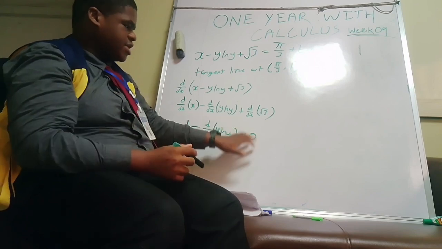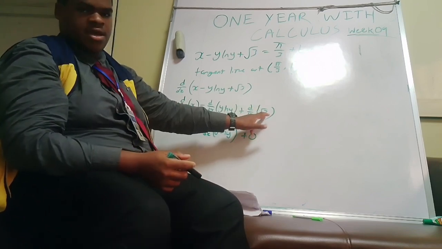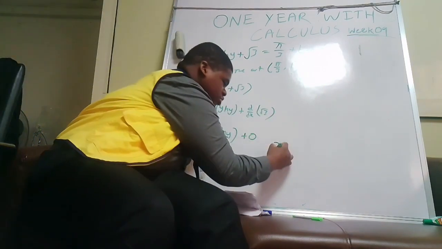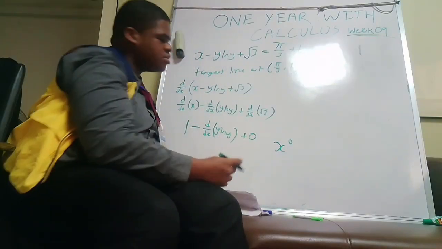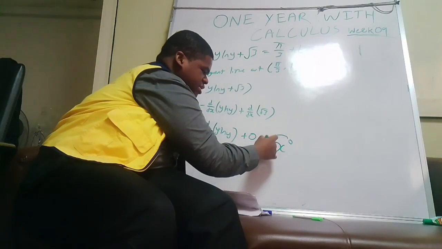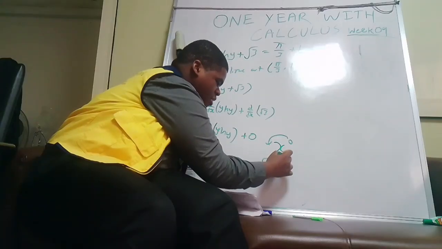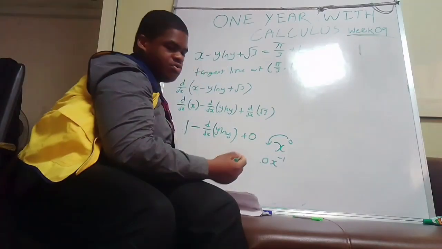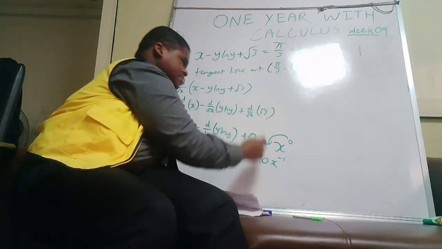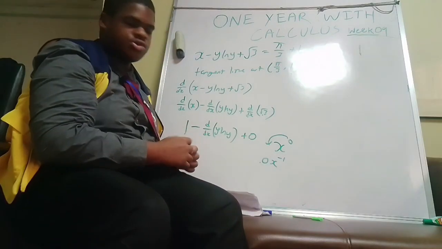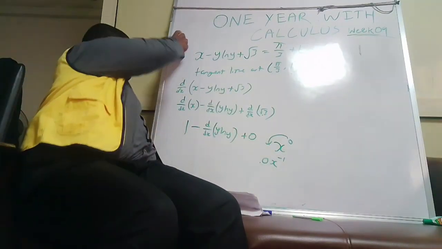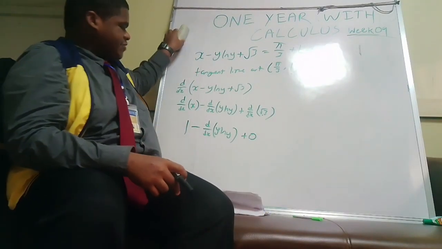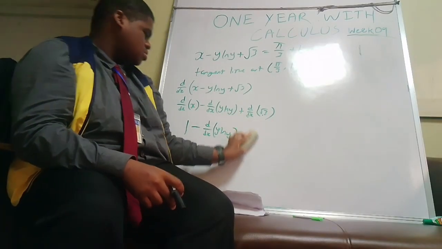Why is it plus 0 here? It's because there's no x here. So basically, whatever you have here is x to the power of 0, because x to the power of 0 is 1. But then you bring down this 0, and you have 0 times x to the power of minus 1. 0 times anything is 0. So that 0 cancels out all terms here. Let me just erase this plus 0 to avoid confusion.